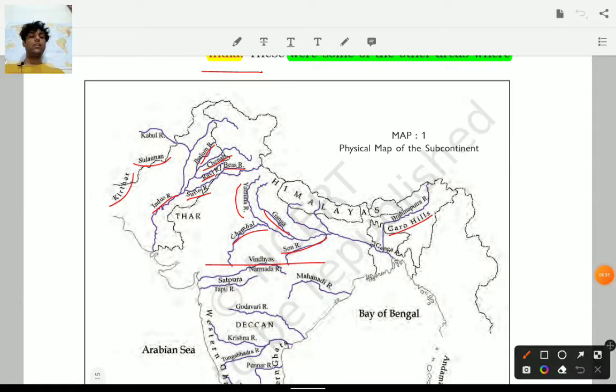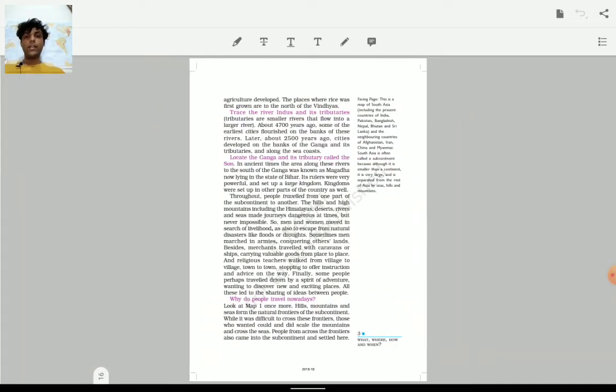So let me just mark it for you. If you look at the northwest part, here is the Indus, flowing like this. And the tributaries are Jhelum, Chenab, Ravi, Beas and Satluj. These are the tributaries which fall into the Indus. It is a very big and important river, not only for India but for the Pakistan region as well. Let us move ahead.